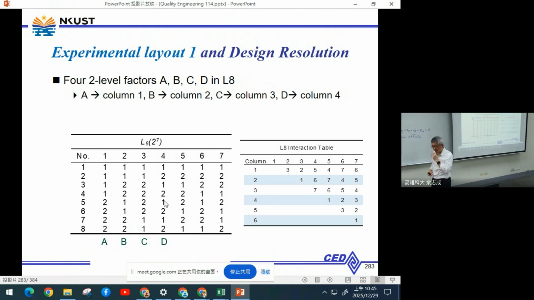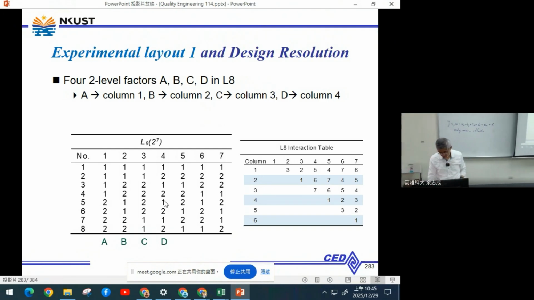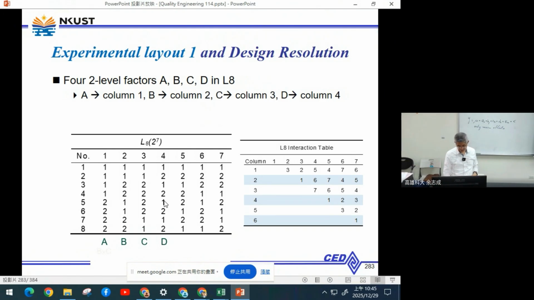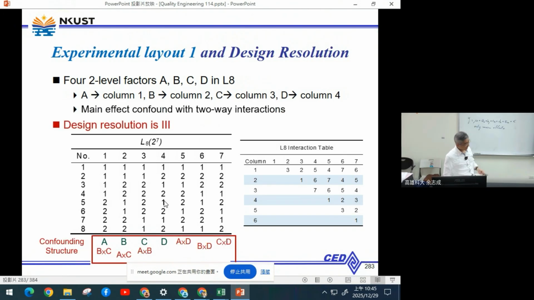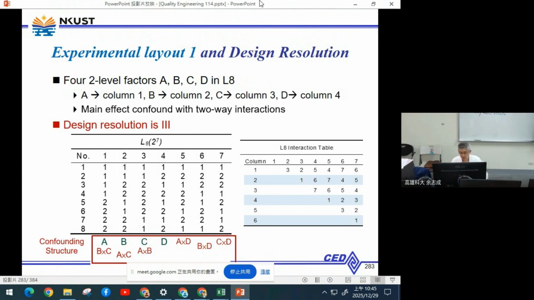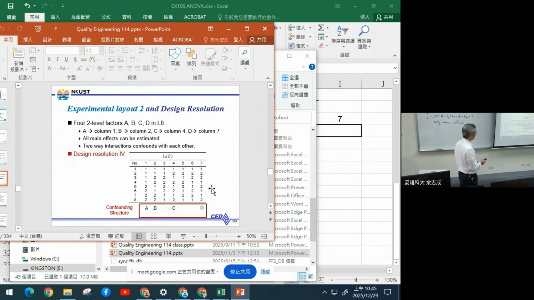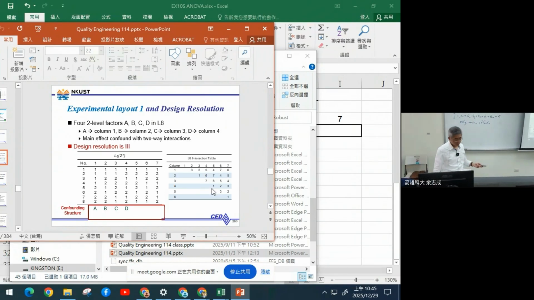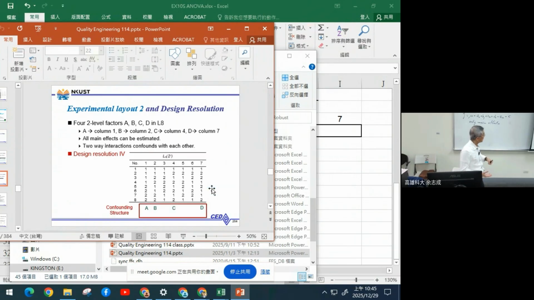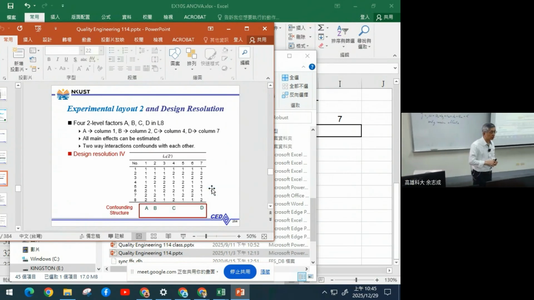So now it's your turn to find out what is the confounding structures for this arrangement. Let me see if there's an answer here. For this arrangement, the confounding structure will look like that. But in our case, our confounding structures will be different. Different arrangement will have different confounding structure. We have tried that before. So the confounding structure of this one will be different from that one. As I mentioned, they will have a different resolution. Remember? Resolution 2, 3, and 4.